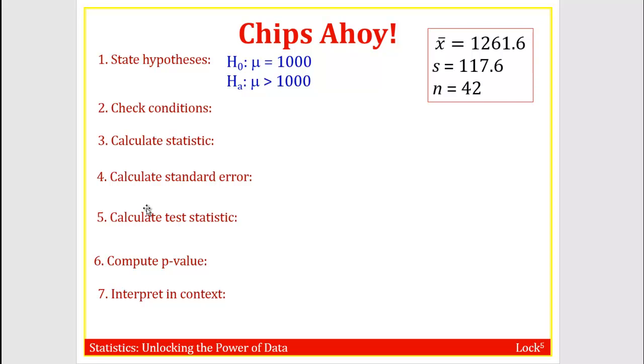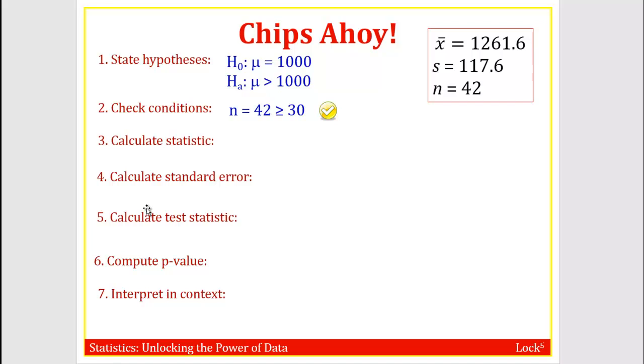The conditions for doing the one sample t procedures are that either our sample size is large, 30 or more, or that our population is normally distributed. In this situation, our sample size was 42, which is larger than 30, so we do meet the conditions for this test. Next, we're going to calculate the statistic from our sample.